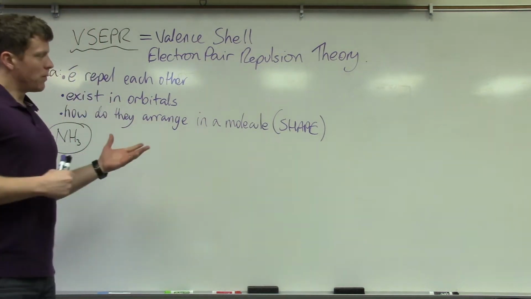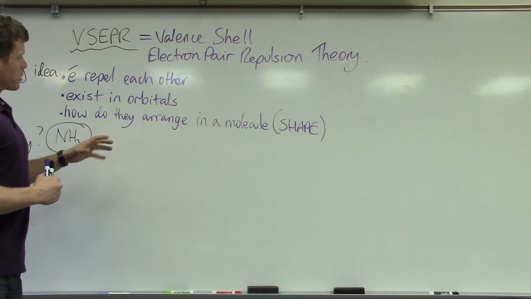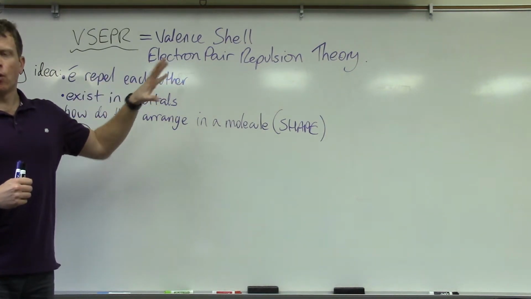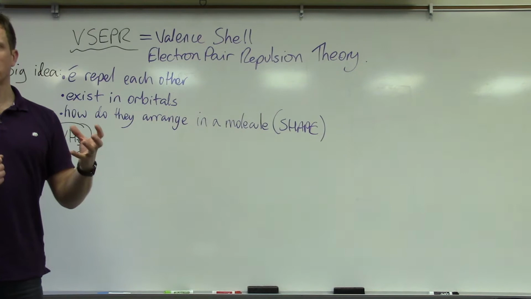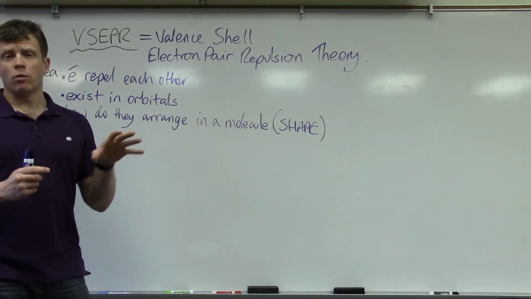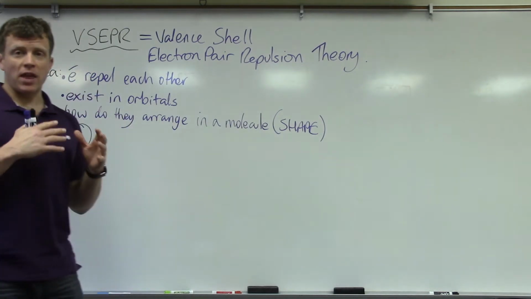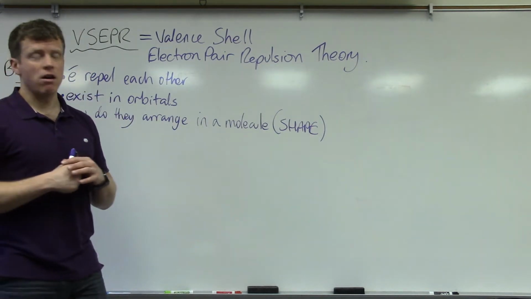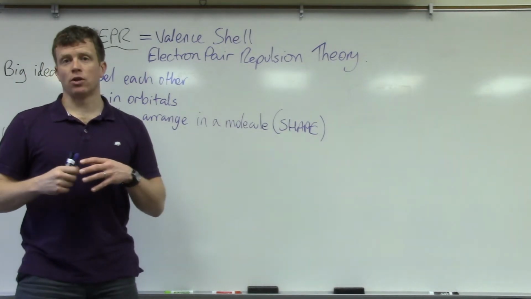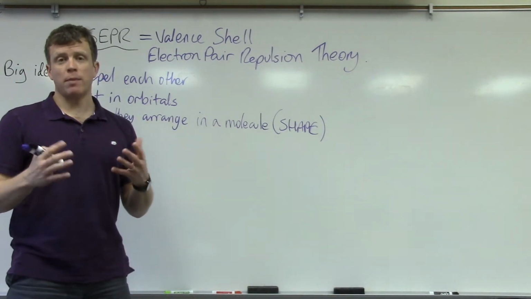The big idea of this video is really explaining how you have electrons that repel each other all around the nucleus of an atom in a molecule. Those electrons exist in orbitals which have a particular shape, and they can vary on how close to the nucleus they are. So how do they actually arrange inside a molecule? And really we're talking about the shape of molecules.